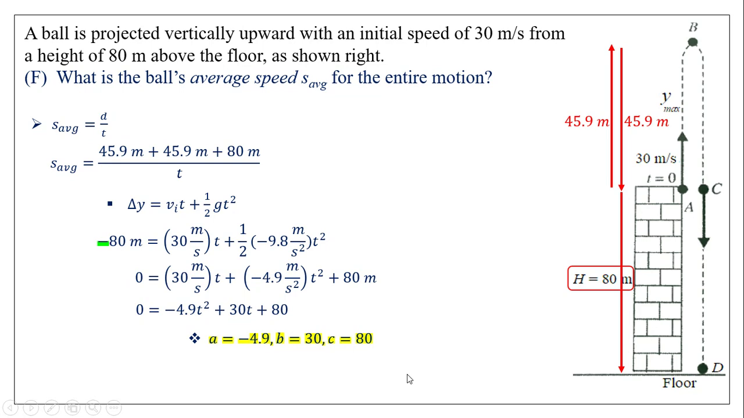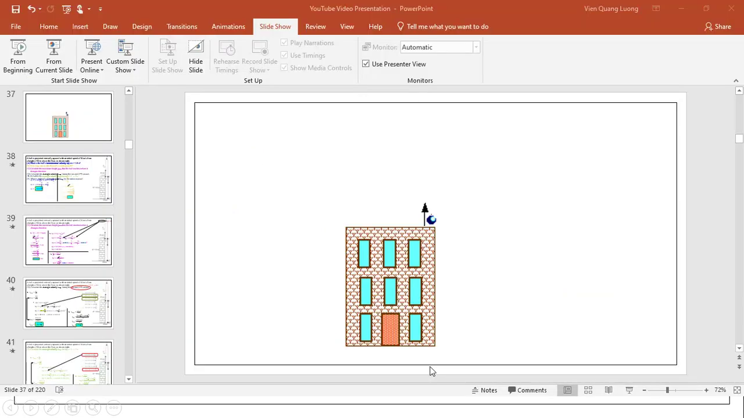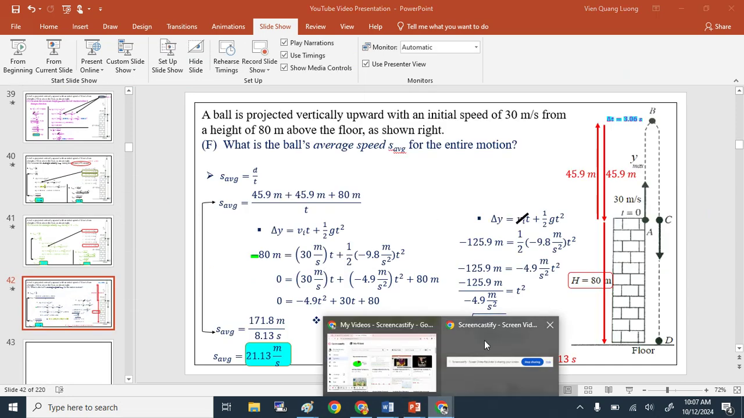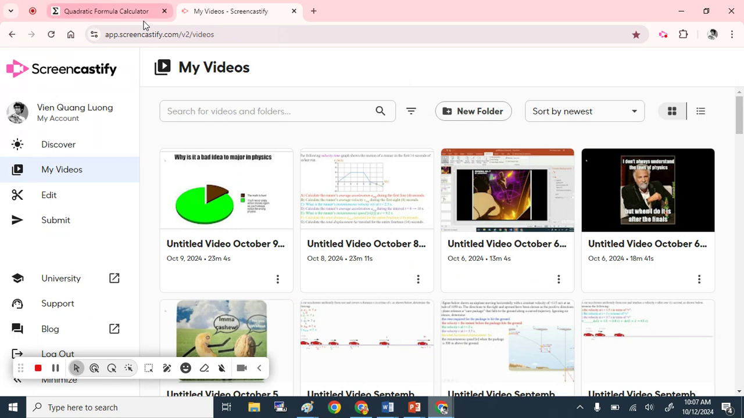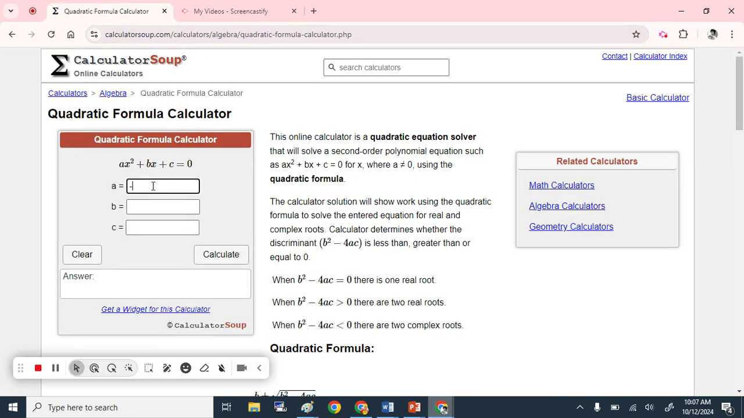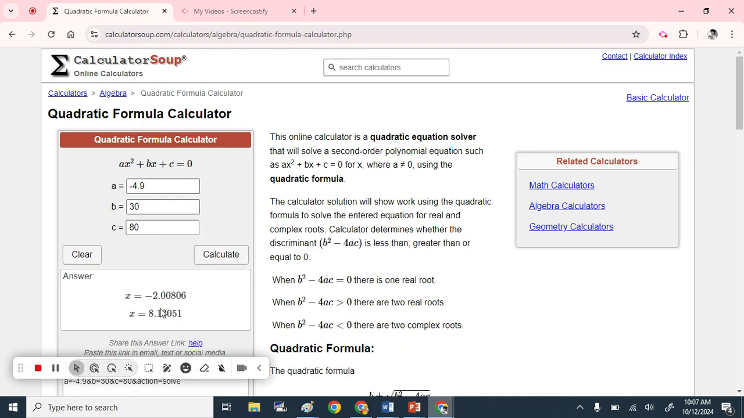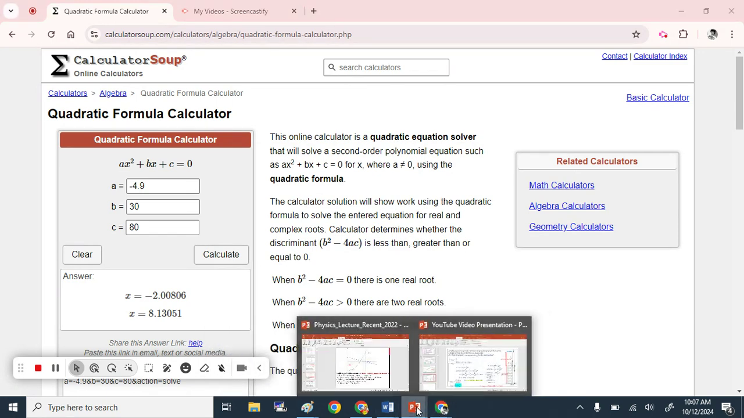So I can just use a quadratic solver. I'm going to exit the screen real quick and then show you. Where is my solver? Here we go. My a is negative 4.9, my b is 30, and my c is a positive 80. If I hit calculate, notice it gives us two values, a negative 2 and an 8.13. We're solving for time, so the negative value doesn't make sense. You can't go with that. Therefore, it's going to take about 8.13 seconds to cover the whole entire motion. All right, let's go back to my stuff here.